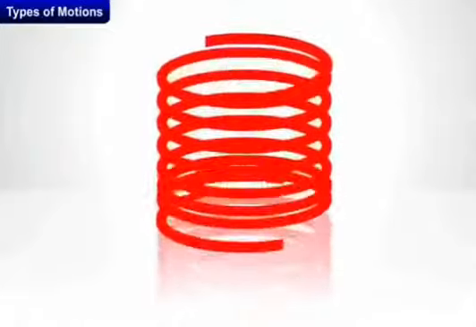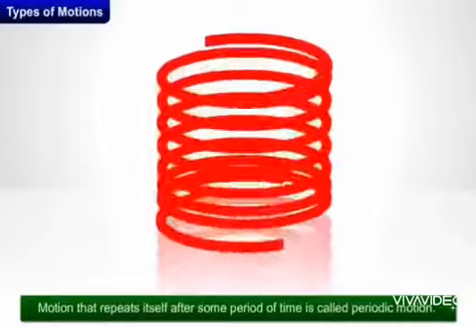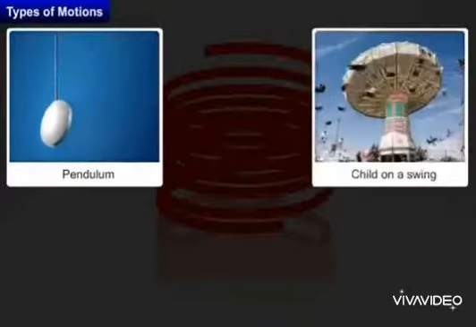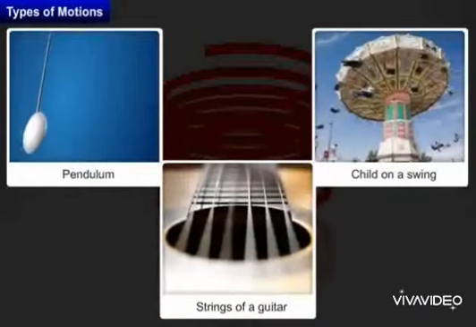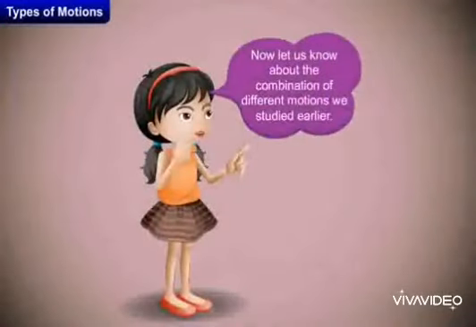Now let's learn about periodic motion. A motion that repeats itself after the same interval of time is called periodic motion. Motion of a pendulum, motion of a child on a swing, and the string of a guitar are some examples of periodic motion. Now let's know about the combination of different motions that we studied.